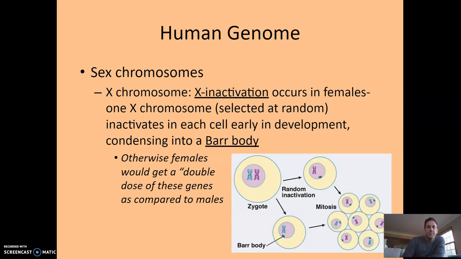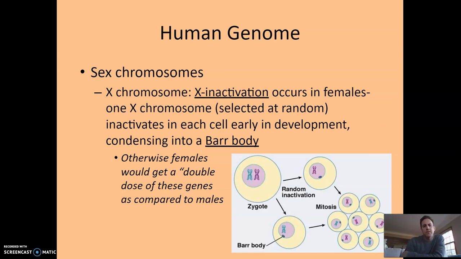And so what happens is this process called X-inactivation. And this only occurs in females, and it happens very early in development. So when they're still developing in the womb. And what happens is, in each cell, one X chromosome, and it's just random which one it is, but one X chromosome inactivates in each cell and condenses into something called a bar body.